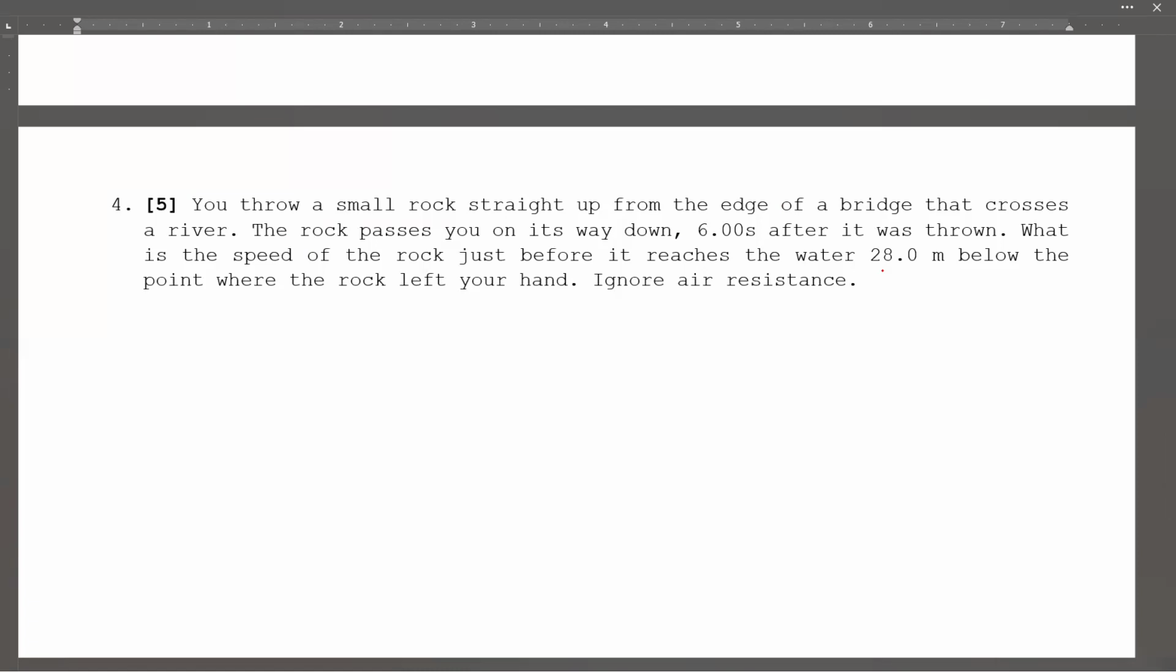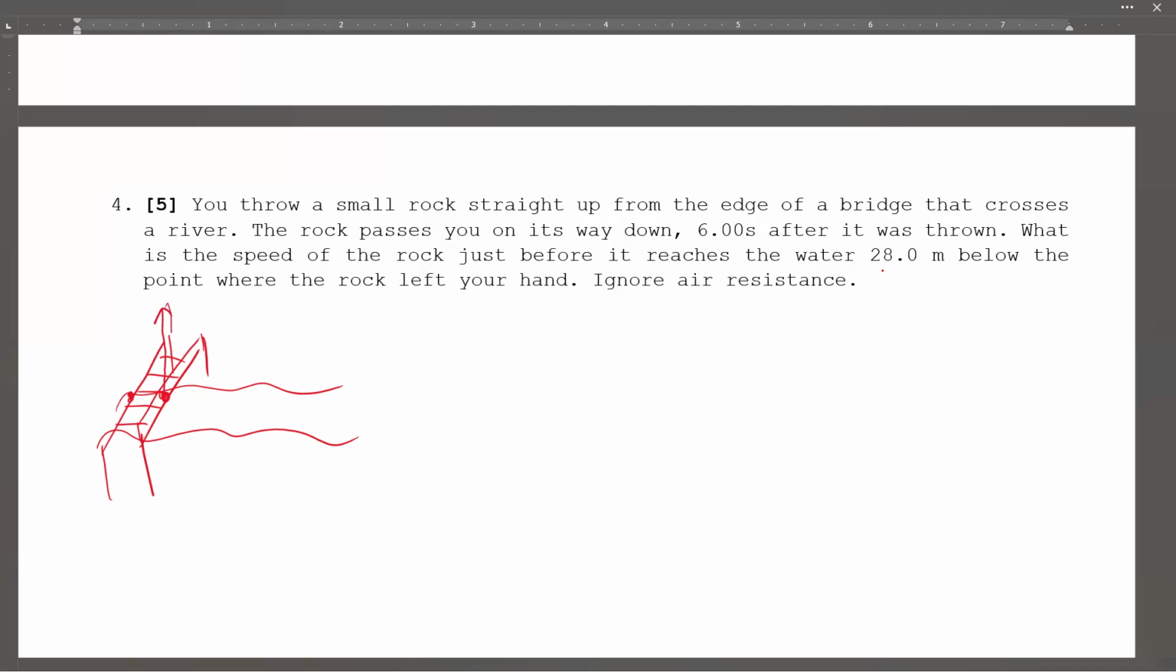Paano ko ba ito i-drawing? Okay, so say for example, this is the river and this is the bridge. Okay, so you are on this bridge. Okay, now you threw, sige, dito na lang sa kabila. You threw, so may railings dyan, no? Okay, katayo ka dyan. Threw the rock at the edge of a bridge that crosses a river.